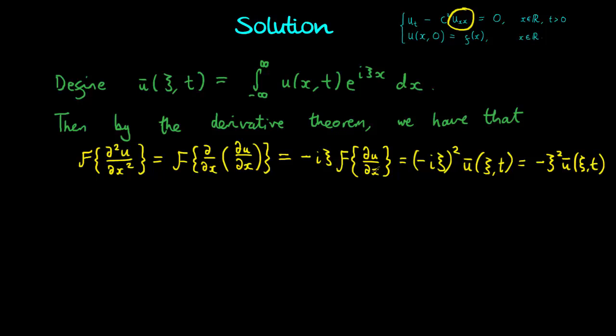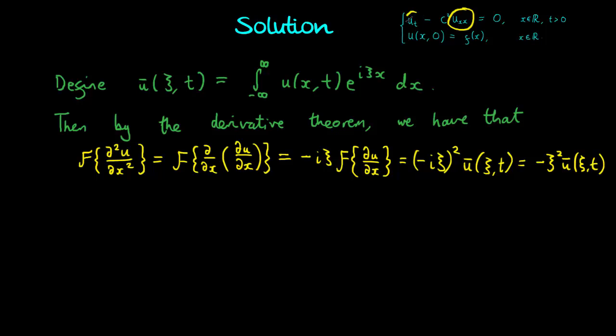du by dx. Then we can say du by dx is a derivative itself, and so we can use the derivative theorem again. That means that we bring out another factor of minus i xi, and then we'll have the Fourier transform of u, or in other words, u bar of xi and t. And then finally, notice that minus i xi all squared will give us i squared xi squared. i squared is minus 1, so this is just minus xi squared times u bar.